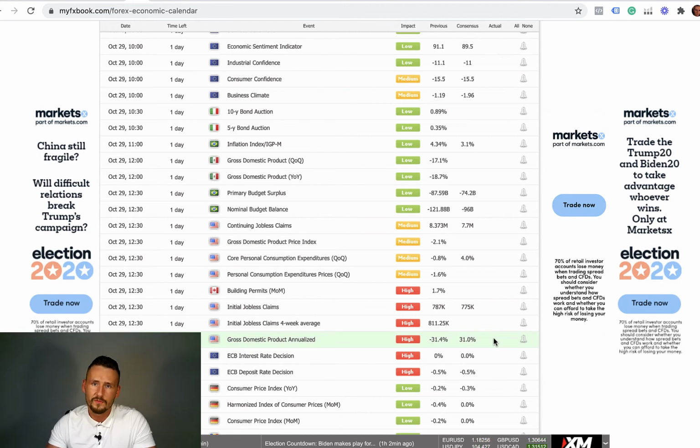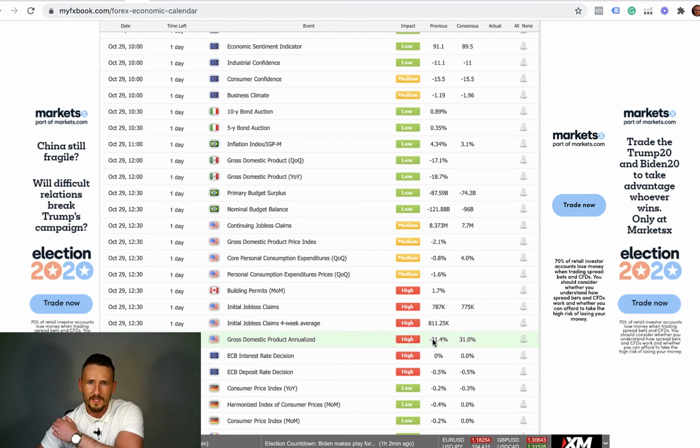Although that's a massive jump and it's positive for the dollar, it might not necessarily mean that the dollar will actually go up in value. It could go down in value because it's still not as good as predicted. That's one thing that you should always be looking at: make sure that you're looking at the consensus and the actual based on the previous.